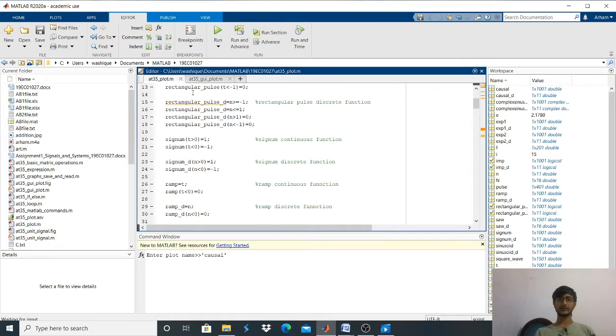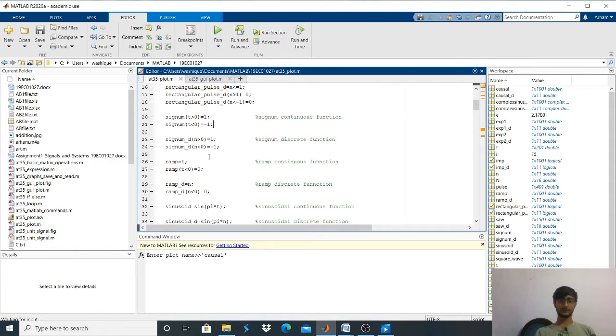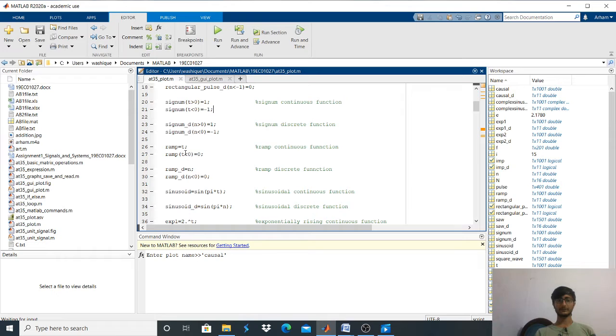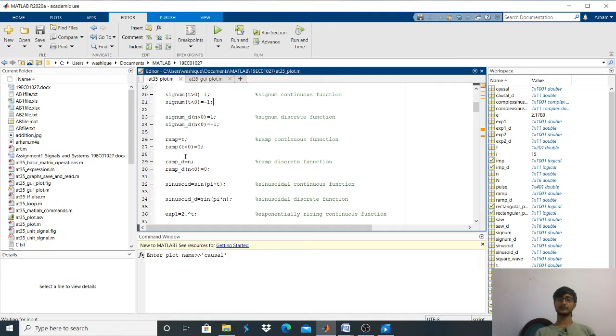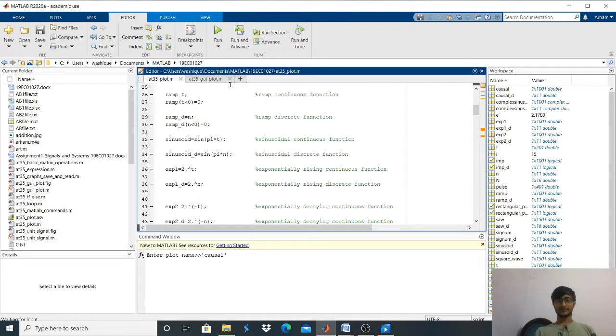And the same for the discrete signal, in which we are moving with a period of 1. Then there is a signum function, where for t less than 0 it is -1, for t greater than 0 it is 1, and for t equal to 0 it is 0. There is a ramp function. For t greater than 0 it is t, and for t less than 0 it is 0. So that is simply a straight line after t is greater than 0.